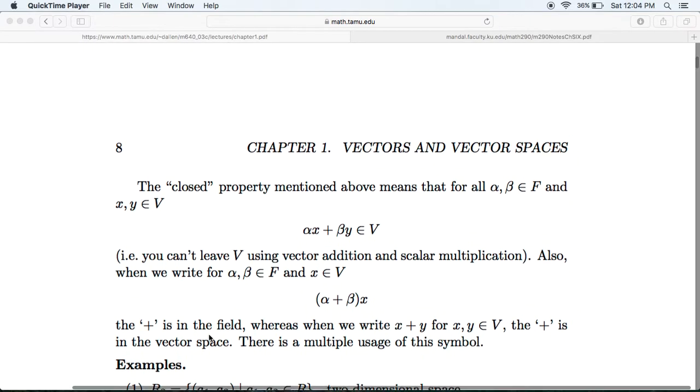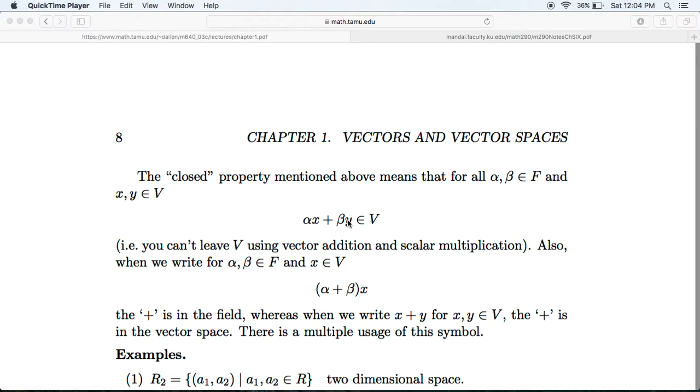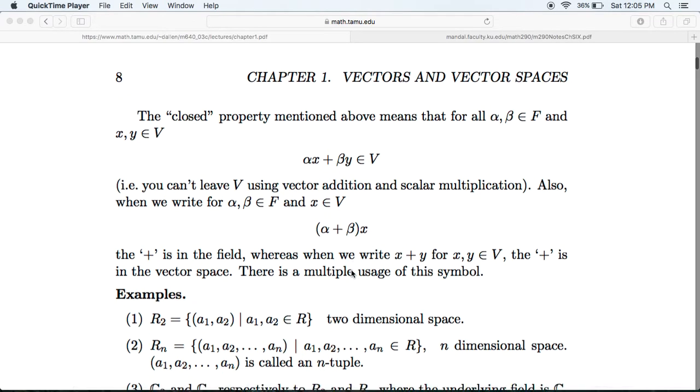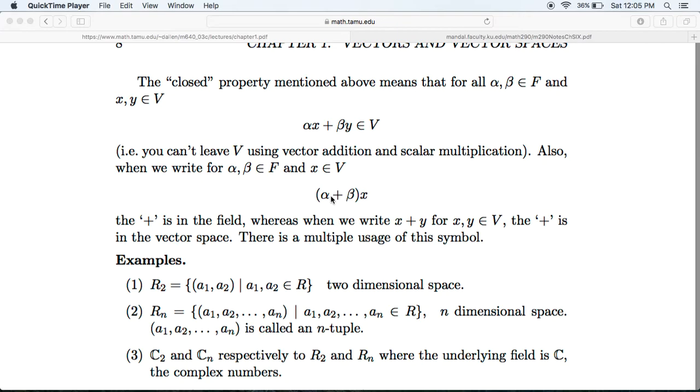Thus, we can say that if x and y are vectors in V and alpha and beta are scalars in F, then alpha x plus beta y belongs to V. This is the closure property. Now note that this plus in alpha plus beta is in the field. This is the field addition. Whereas x plus y over here, this addition is the addition in the vector space. This is addition of vectors, this is addition of scalars.